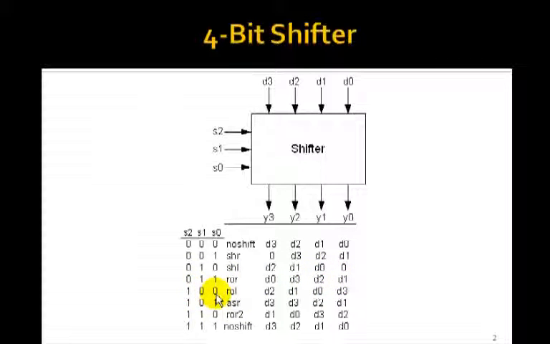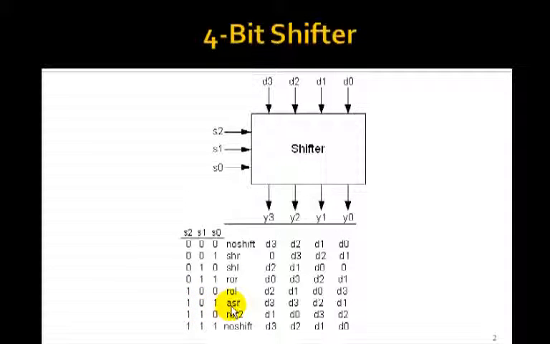A value of 4 for S will be a rotate left, just the opposite. D2 goes into Y3. What was in Y3, that is D3, goes around, so you end up with a D3 on the right, and then D0 goes to the output Y1, D1 goes to Y2, D2 to Y3. So that's rotate left.